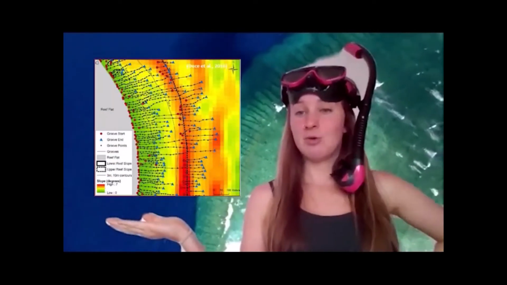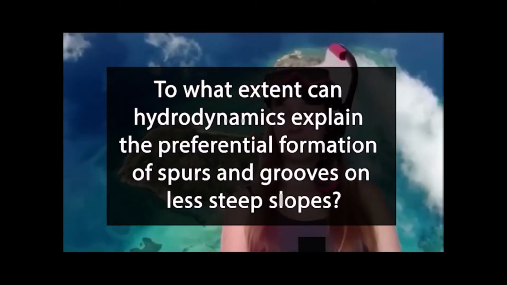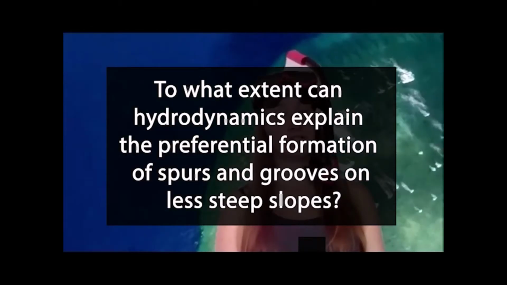Moreover, spurs appear to prefer shallower slopes over steeper ones, which you can see from this diagram, where there are more grooves on the green parts and not so much on the red. Where the seafloor gets too steep, the grooves tend to disappear. Moreover, 93% of grooves grow on surfaces that are shallower than 5 degrees. Maybe this has something to do with the wave energy interacting with the slope. So we've set out to answer, to what extent can hydrodynamics explain the preferential formation of spurs and grooves on shallower slopes?